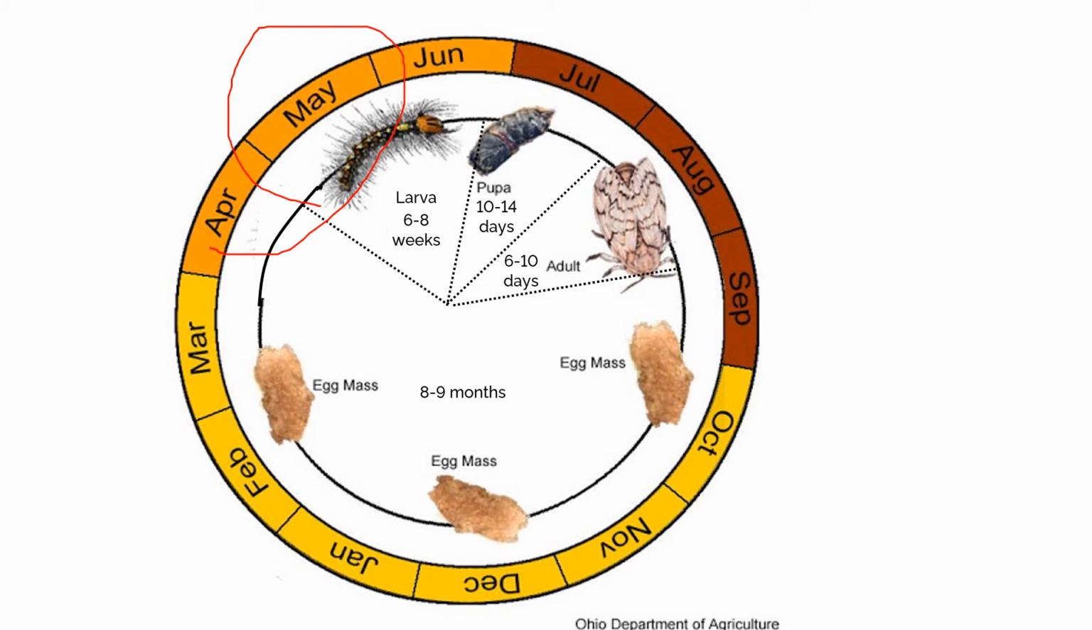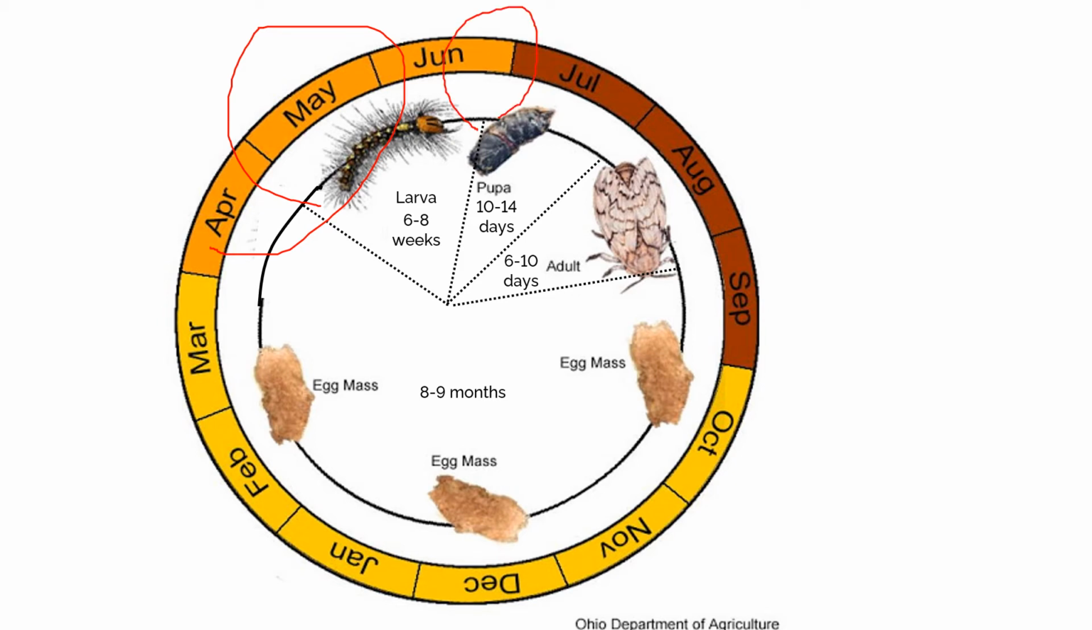The larvae will feed for about 6 to 8 weeks after hatching. Initially there's just a small amount of feeding, but as they get larger, they feed more and more, and they can take huge amounts of foliage off of young trees, especially when there are a lot of them. But they will pupate by late spring, so you start to see pupae in June.